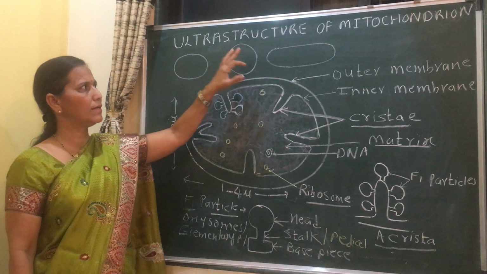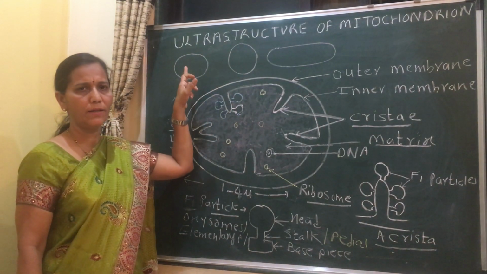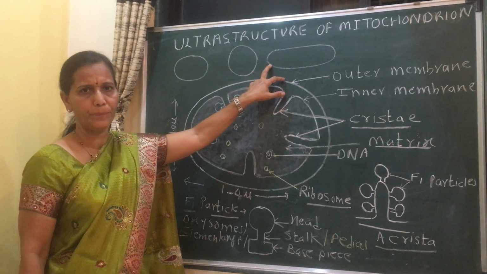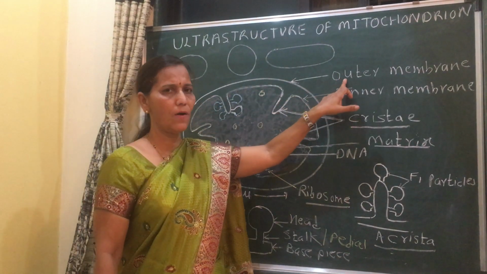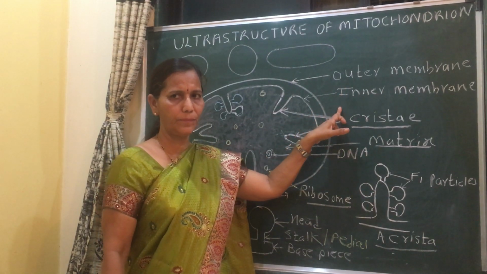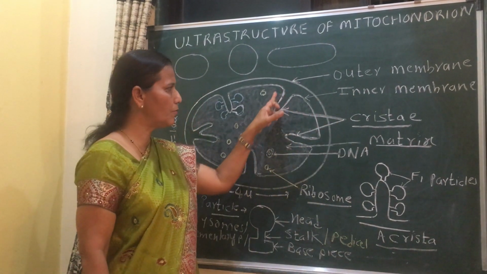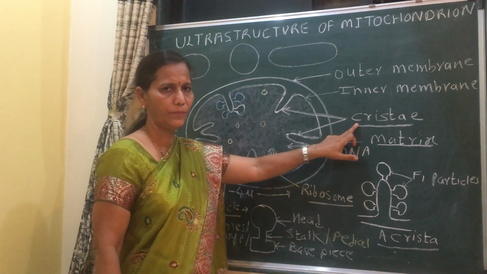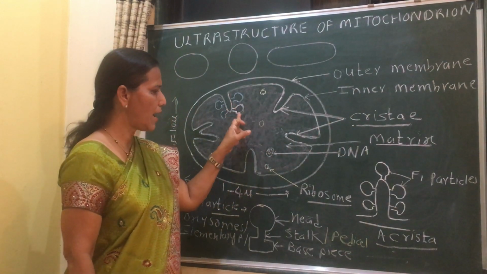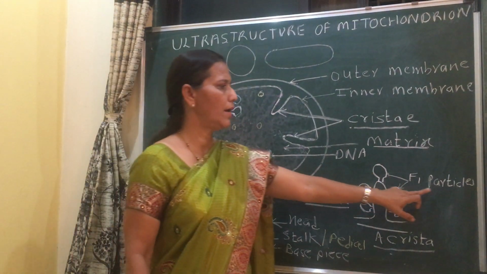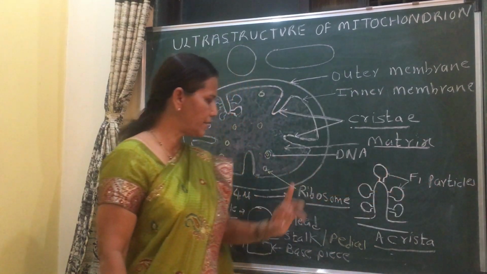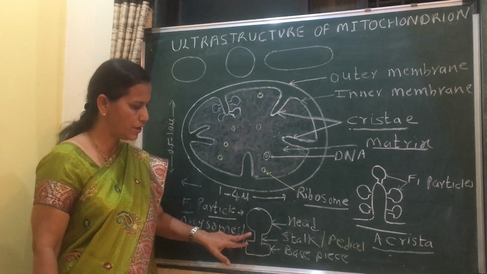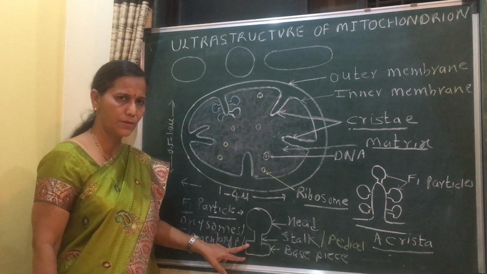Again we revise. The shape of mitochondria may be oval, circular or sausage. It consists of an outer membrane and an inner membrane. The inner membrane is thrown into finger-like folds called cristae. These cristae carry F1 particles. Each F1 particle consists of three parts: head, stalk and base piece.